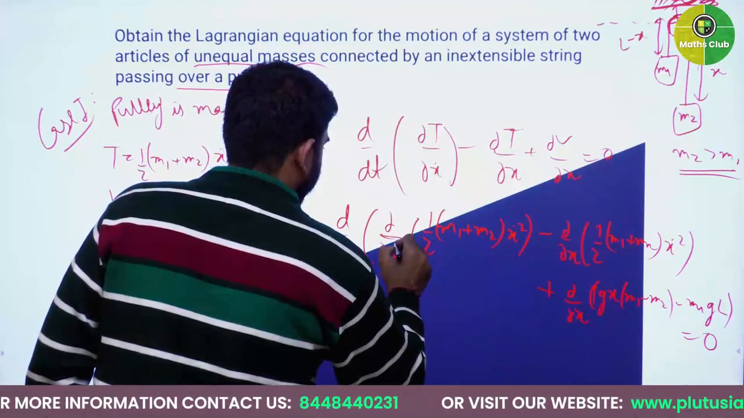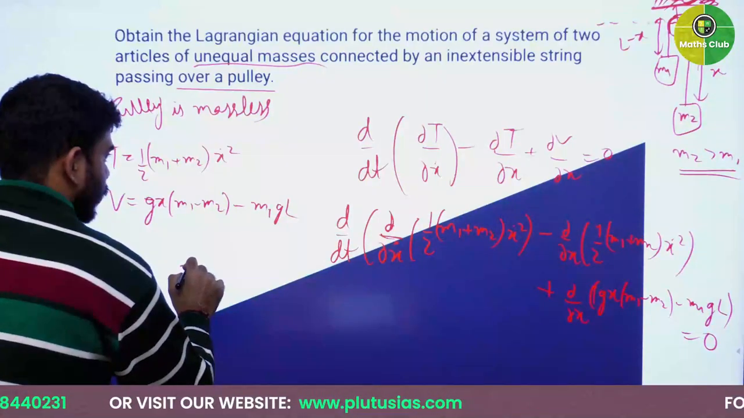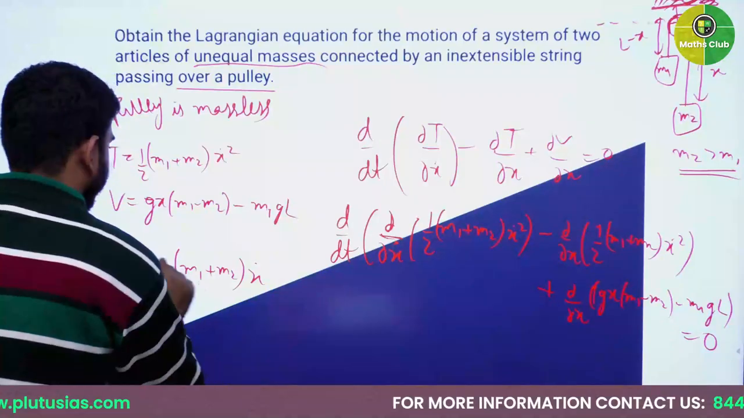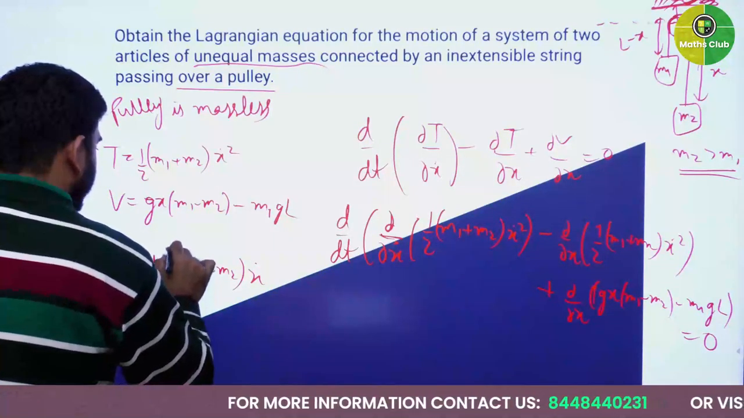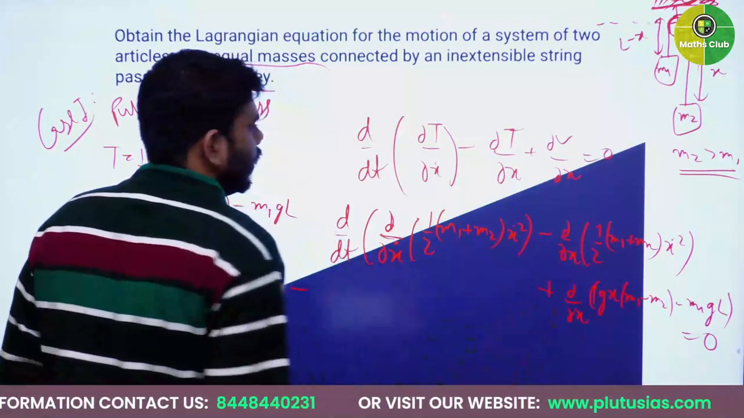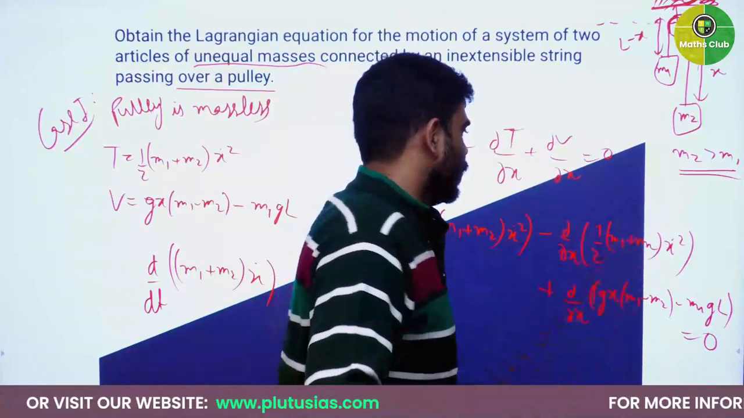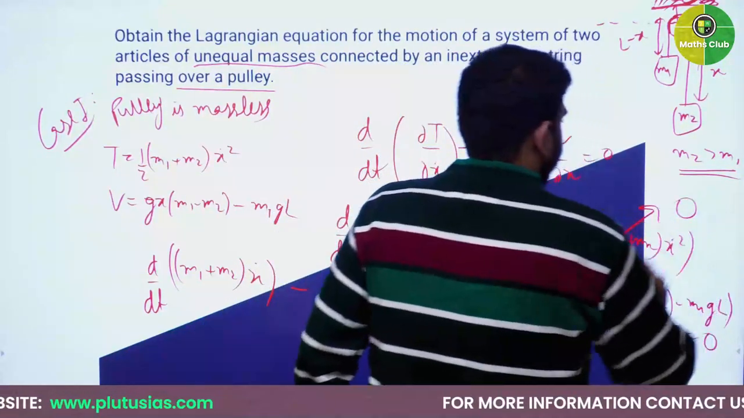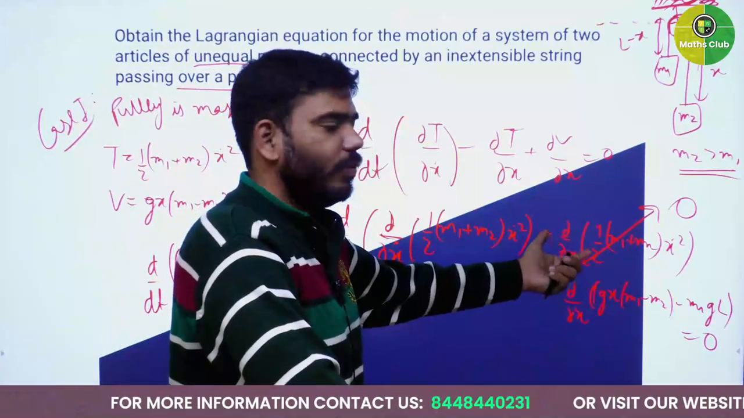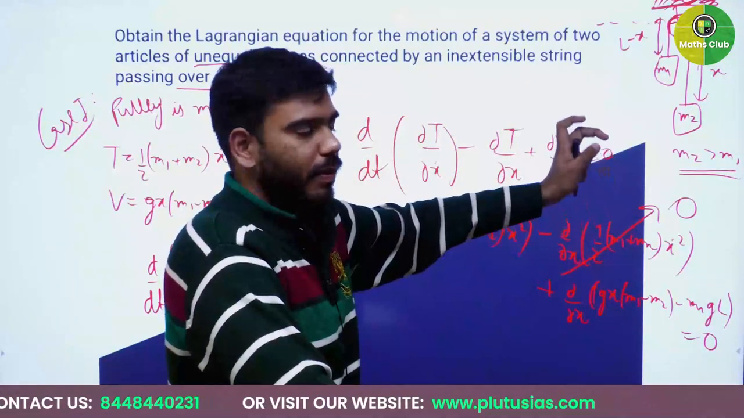The partial derivative here is with respect to x dot, and in this expression we have a single x dot. So differentiating with respect to x dot, we will get x dot. And for the partial differentiation with respect to x, in the expression there is no term containing x, so this complete value will be zero. Since it is a partial derivative, and there is no term in the expression where the variable we are differentiating with respect to appears, it is zero.